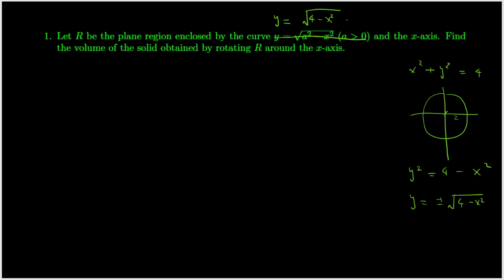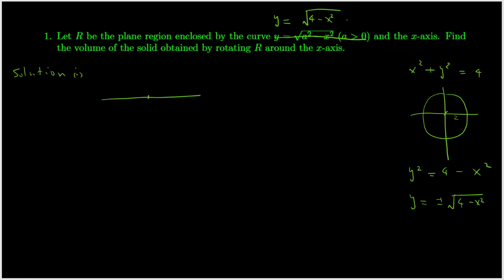In any case, I'm going to sketch the plane region first. The plane region is bounded by a curve and the horizontal axis. I just told you this curve is the upper half of the circle. In the first step, we sketch the solid, or imagine the solid. Again, that's the upper half of the circle centered at the origin.